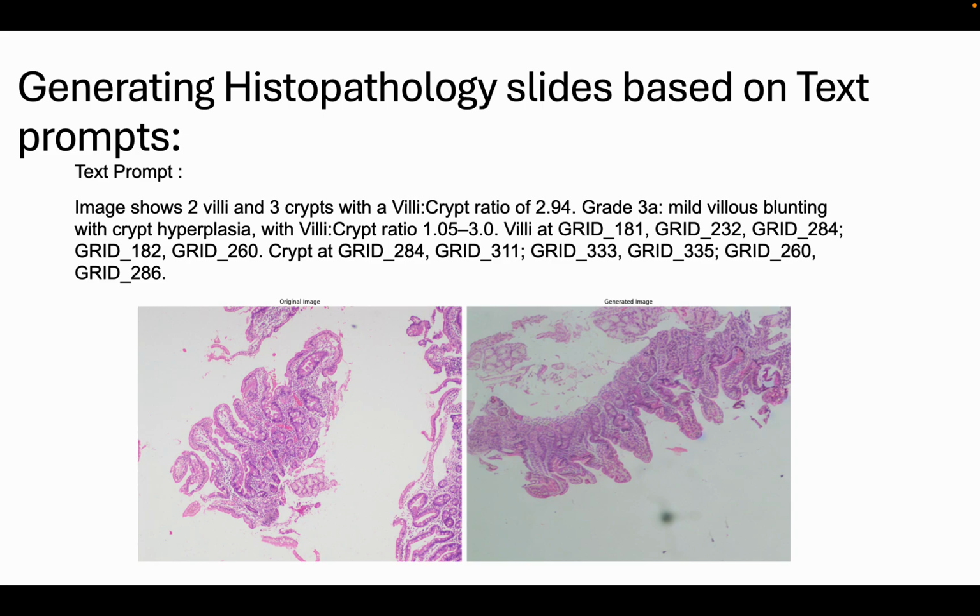Additionally, we're working on generating histopathology slide images using a text prompt. We have the annotations corresponding to many slides, and we are trying to use the annotations to generate more slides. It will make our models more robust, and we are hoping that it will improve our accuracy as well.